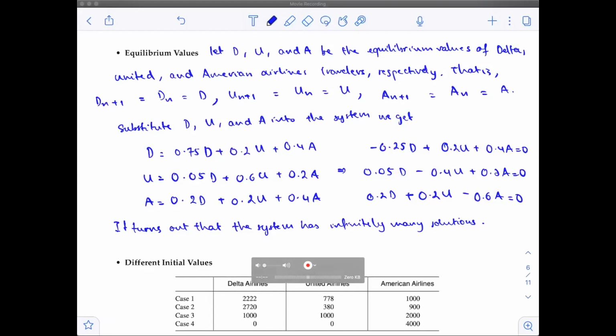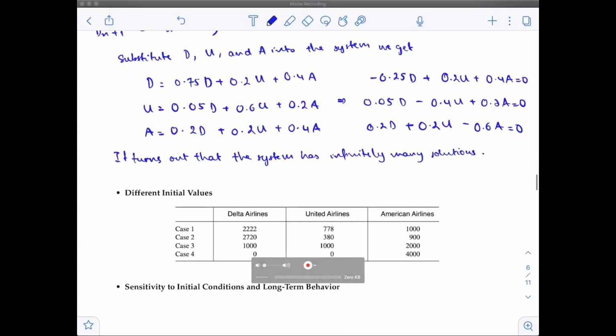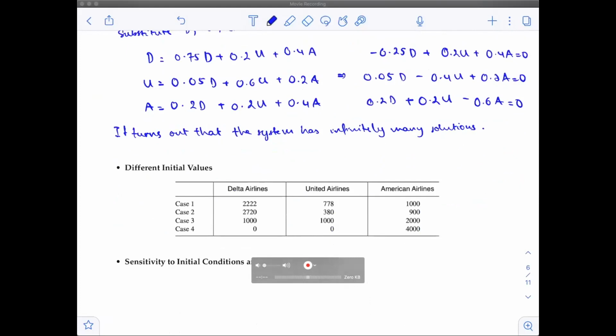Which is okay. Now we're going to test the stability of the equilibrium point. There are 4 different cases, and the cases will give you the information of the number of travelers at the beginning for Delta Airlines, United Airlines, and American Airlines. So there are 4 cases.